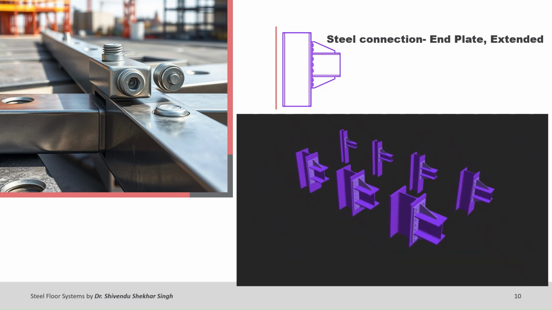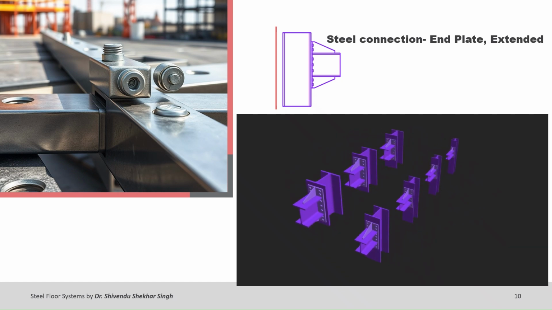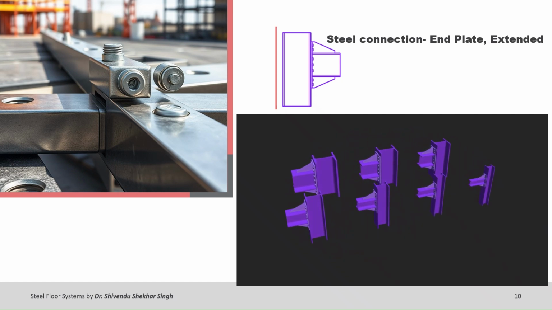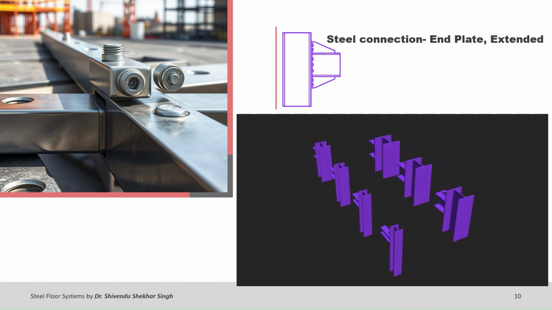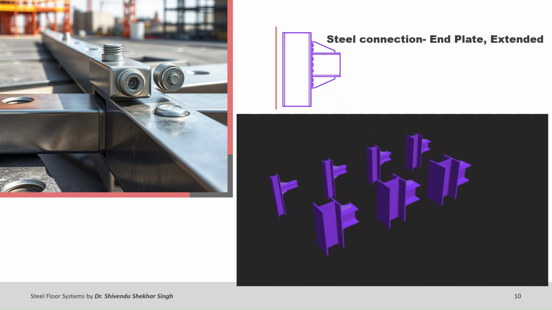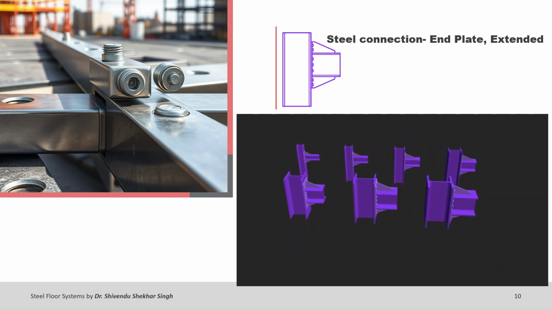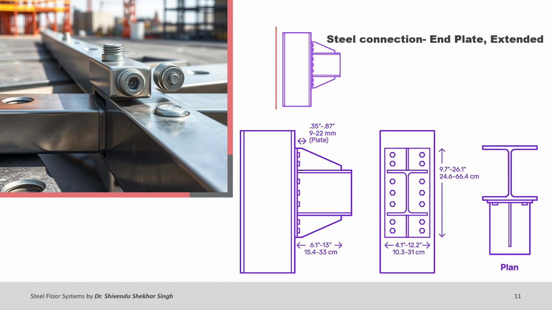Extended end plate steel connections are a moment-resisting connection used in steel structures to join beams to columns. This connection type is characterized by a steel plate welded to the end of a beam that extends beyond the beam flanges, allowing for additional bolt placement. The plate extends above and below the beam flanges, providing space for additional bolts. Moment frames are frequently utilized in multi-story buildings, industrial structures, and bridges that necessitate substantial moment transfer.